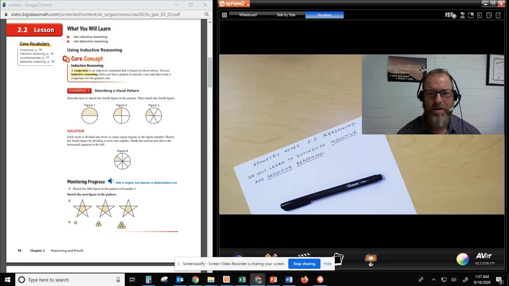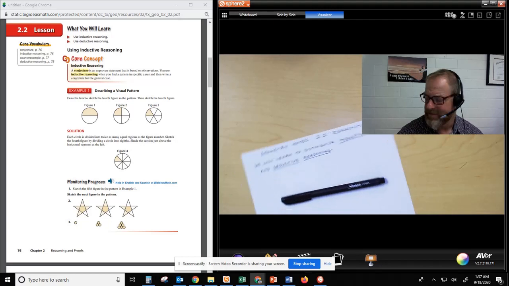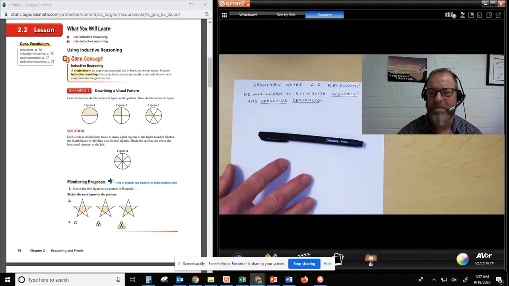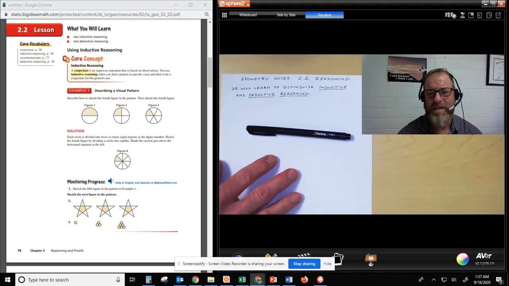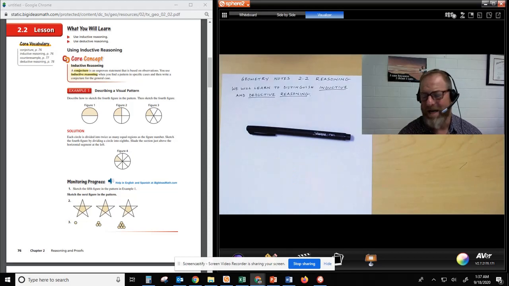Not every unit in the book is like this, but this one has vocabulary, new terms, and it forces you to think in new and different ways. So welcome to the lesson. 2.2 is the section of the book. And please do set up two pieces of paper. I use two blank pieces of 8.5 by 11 paper. So take a minute and set yourself up there. Pause the video if you need.